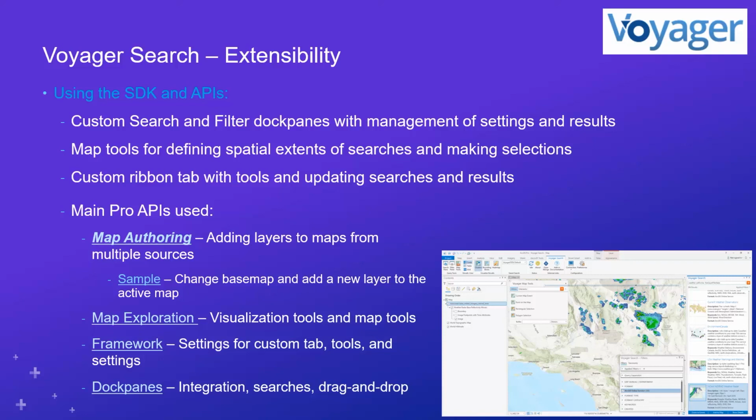The team extensively used the map authoring API because they were working so much with that online content and bringing it into the map views, adding those layers to the maps from multiple data sources. I'd like to show you a sample that allows you to look at how you could change the base map and add a new layer to the active map, similar to the way that it was done in the demonstration.